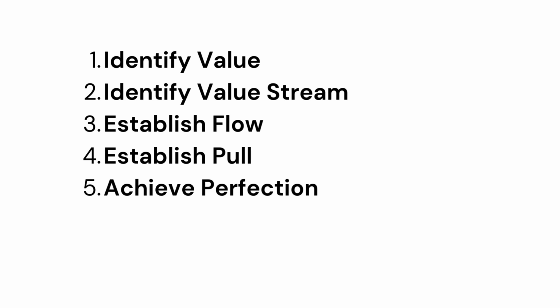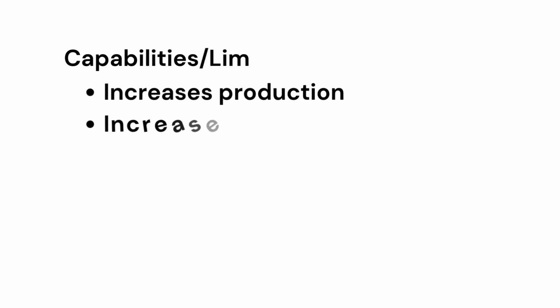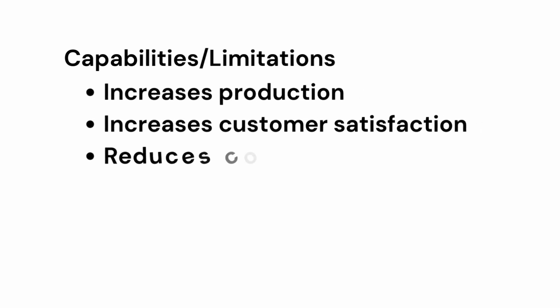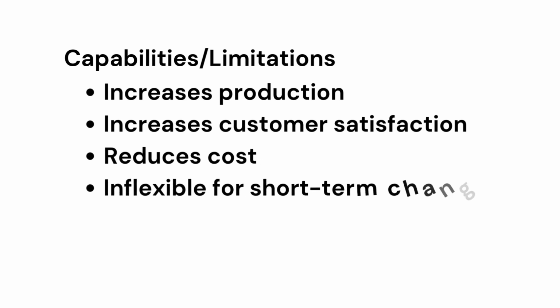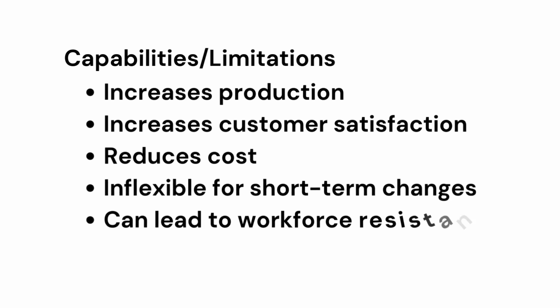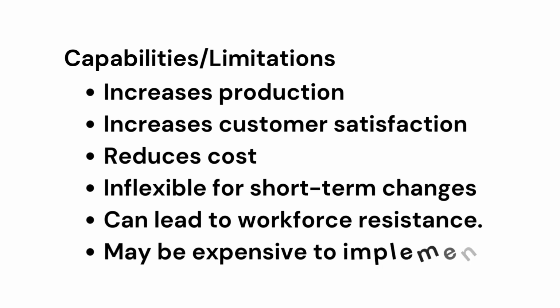I chose this topic for its simplicity. It is functionally a tutorial checklist on how to be effective in manufacturing. Capabilities and limitations. Lean manufacturing is great at increasing production and customer satisfaction while reducing cost. However, it is generally inflexible for short-term changes and can lead to workforce resistance. It may also be expensive to implement initially.